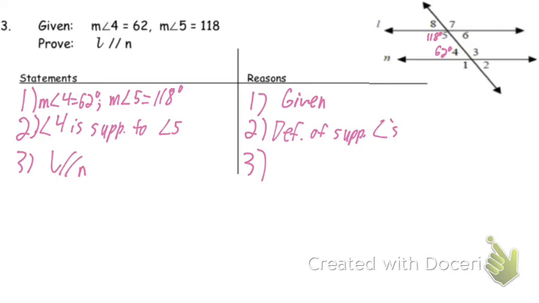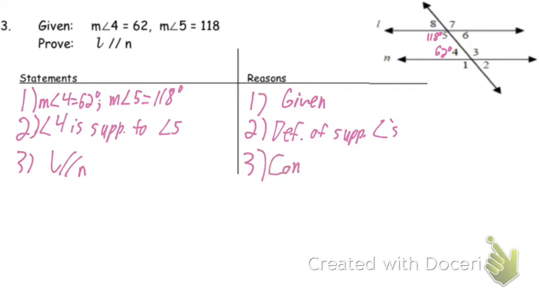Definition of supplementary angles. If two angles add up to 180, they're supplementary. That's what the definition is. That's what supplementary means. It's defined as that. Now, if we know angle 4 and angle 5 are supplementary, can we prove the two lines parallel? Yep. Elizabeth, how can we do that?